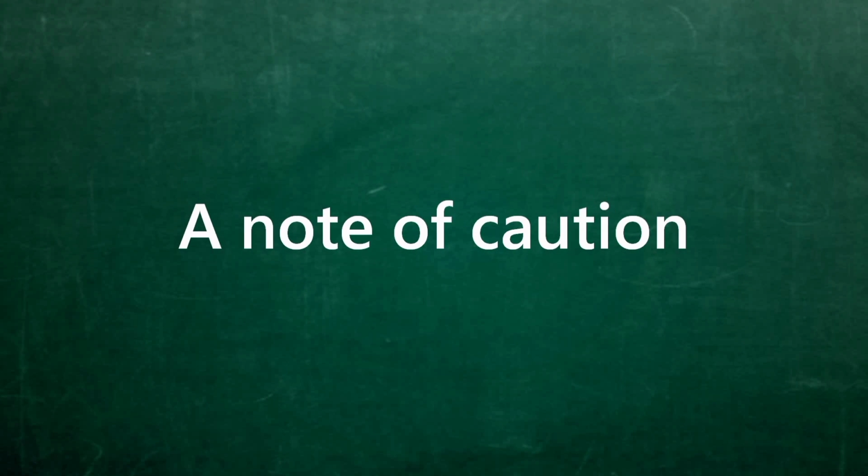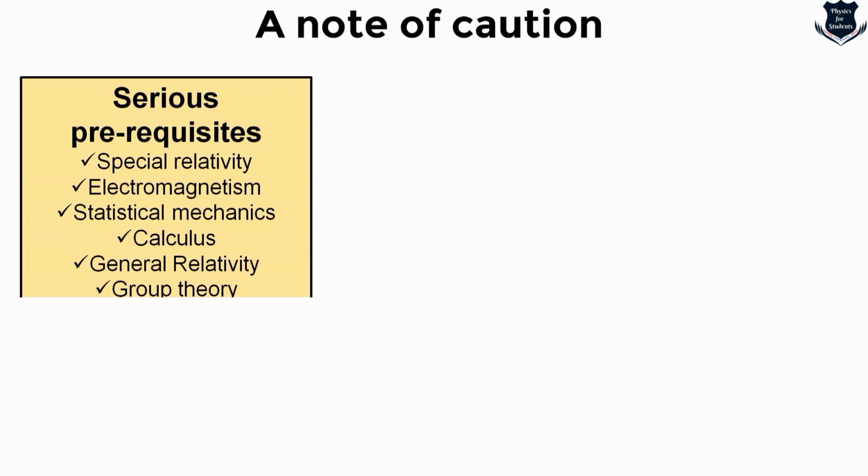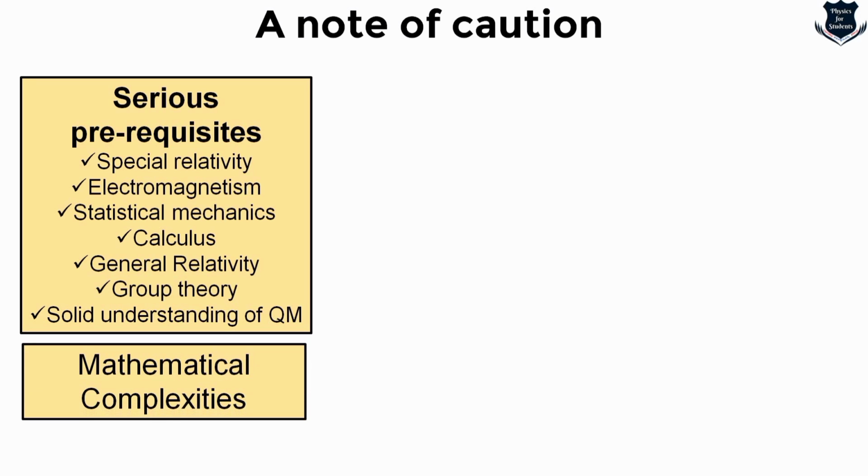But before that, I would like to warn you, just on a lighter note, a note of caution. Now, what do I mean by a note of caution? First of all, you must understand that quantum field theory requires some serious prerequisites. That means you have to know special relativity, electromagnetism, statistical mechanics, calculus, group theory, and a very, very solid understanding of quantum mechanics. You will also be encountering a lot of mathematical complexities.